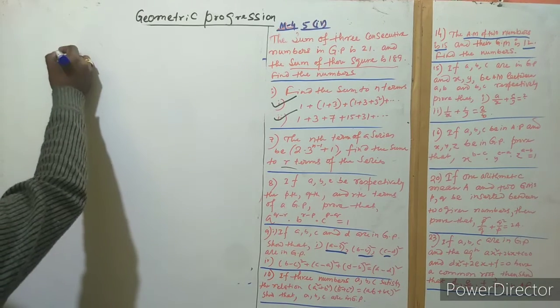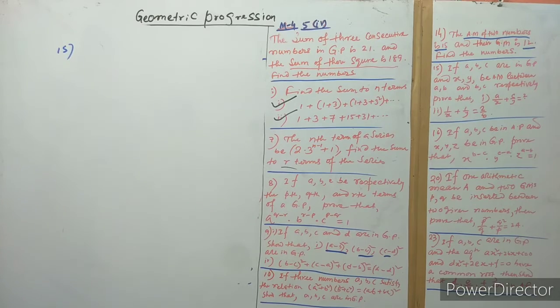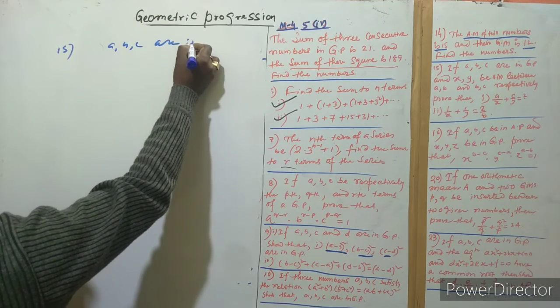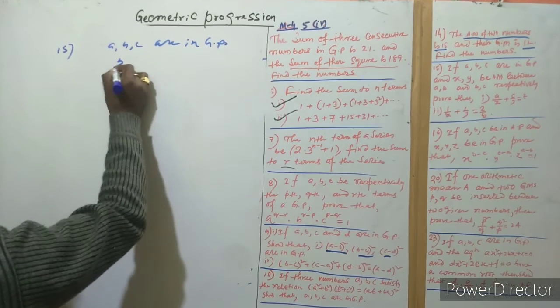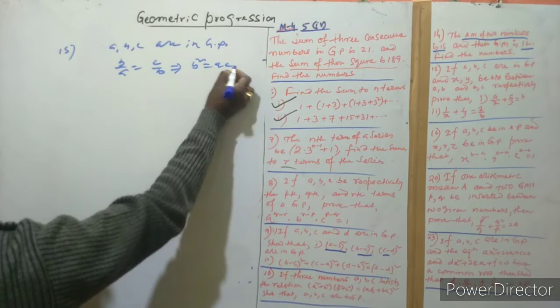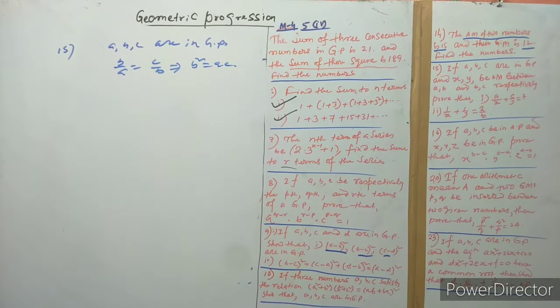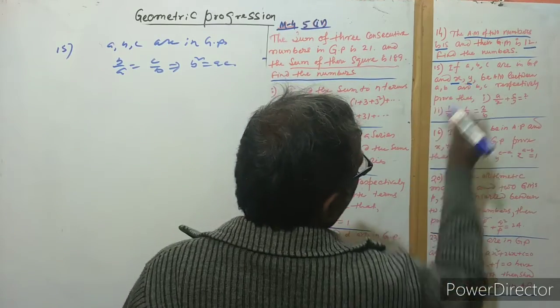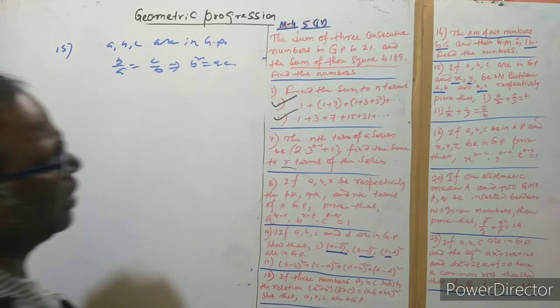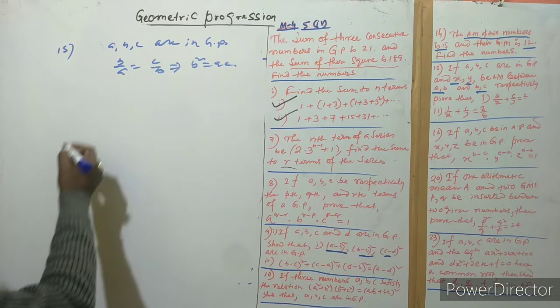Question number 15. You have given A, B, C are in GP. So B by A equals C by B, and you can easily write B square equals AC. And now X and Y are the AMs between A, B and B, C.